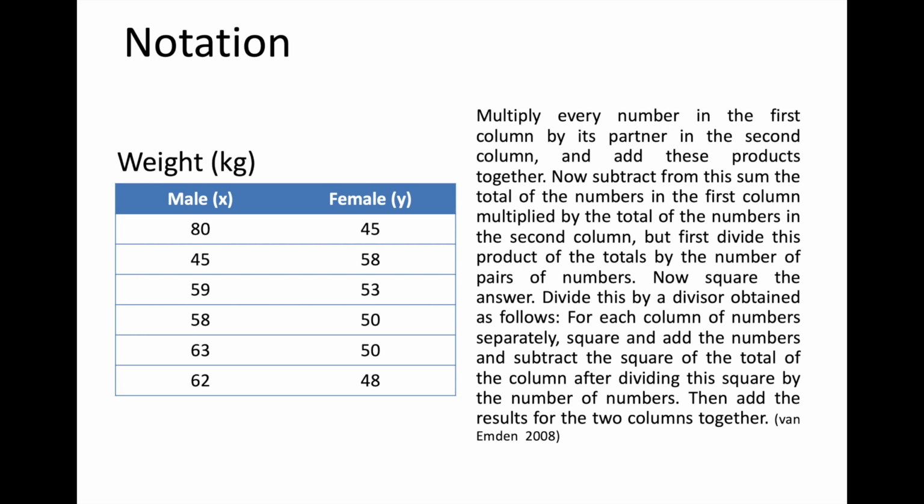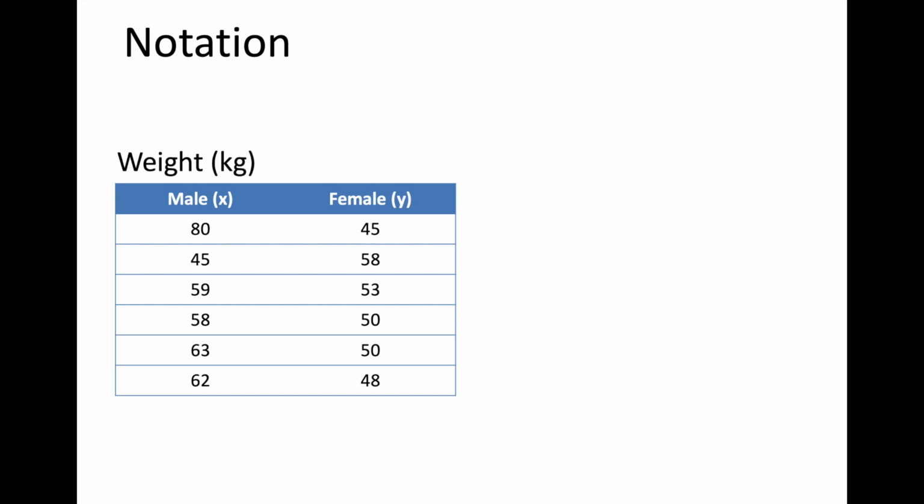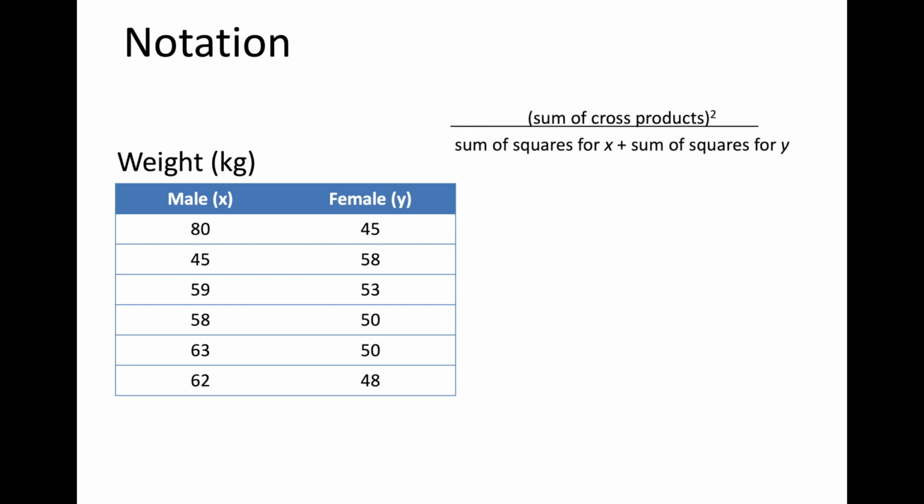Instead of saying that, you could just say the sum of cross products squared over the sum of squares of x plus the sum of squares for y. That's how easy. Or you can just write it in this way. You can get the answer. That's how seriously important using notations are in statistics.